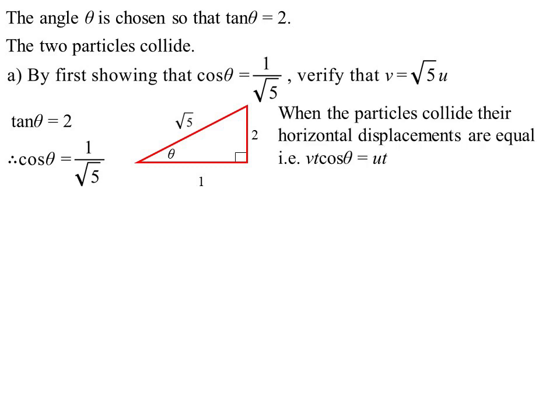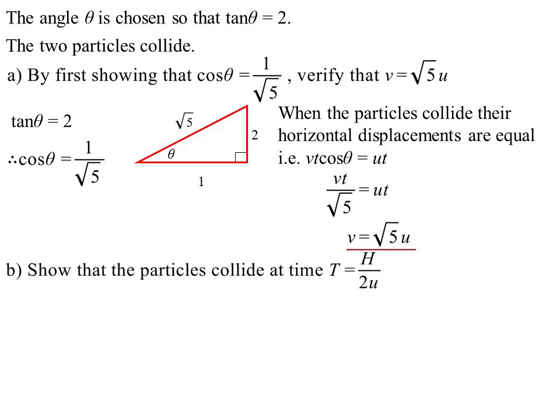Alright, well, the particles collide. When they collide, we know their horizontal displacements are equal. The vertical ones will as well, but the horizontal ones are probably easier to work with in this question. So in other words, Vt cos theta will be the same as Ut. But cos theta, we just said, is 1 on root 5. The t's will cancel, and there we have it. V is the square root of 5u.